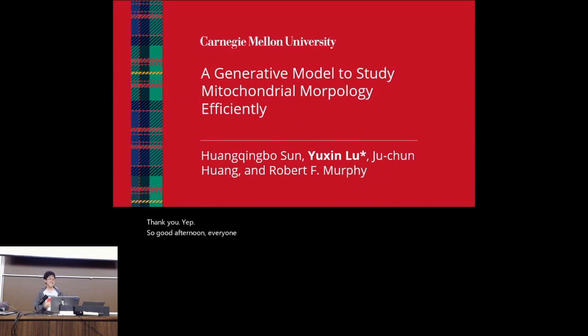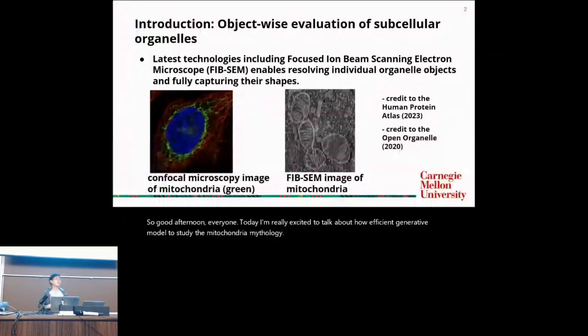Today, I'm really excited to talk about our efficient generative model to study the mitochondrial morphology. Our motivation comes from a recently really popular topic, which is the object-wise evaluation of subcellular organelles. With the development and progress of the latest technologies, including the focused ion beam scanning electron microscope, which is the FIB-SEM, we can resolve the individual organelle objects and fully capture their shapes.